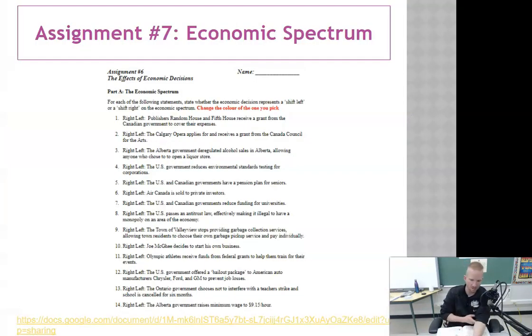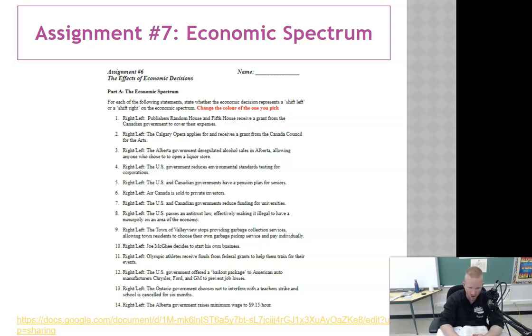Brings us to assignment 7, which is economic spectrum. A little confusing, but all you're doing here is go to page 204 if you need help, or back to this previous slide that we were just on. You're using that, it's called a continuum, okay, or the line, and you're basically saying, is it a shift right or is it a shift left? Okay, if it's a shift right, you're saying the government is getting less involved. Okay, if it's a shift left, you're saying the government is getting more involved.